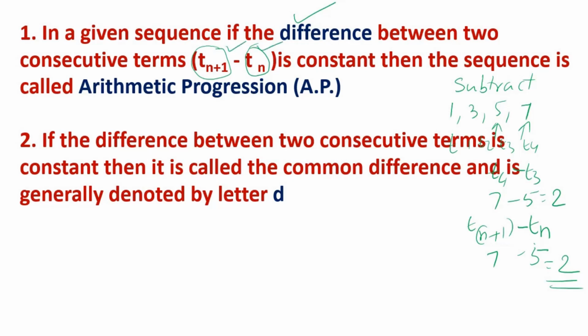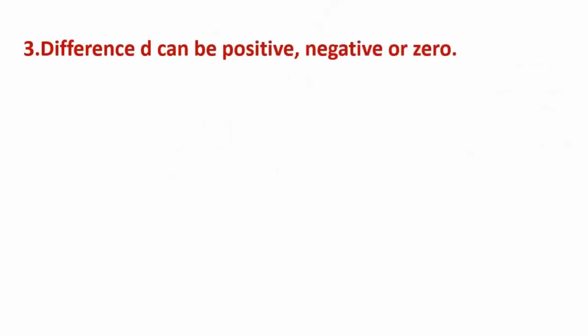And this difference, which we got as 2 over here, is denoted by the English alphabet D. D is coming from difference only, its first alphabet. Another thing you should remember is that the difference can be positive, negative or 0.